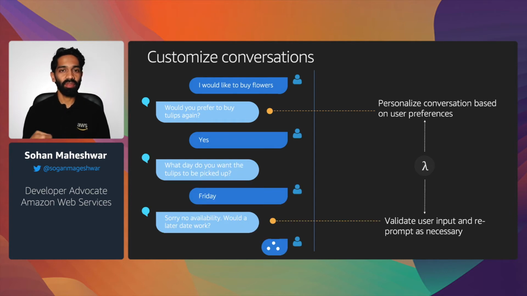Similarly, you can also validate the user's input if you want. So maybe you don't have tulips available on the day that the user has asked for. You can say, "Hey, sorry, I don't have availability. Would a later day actually work for you?"